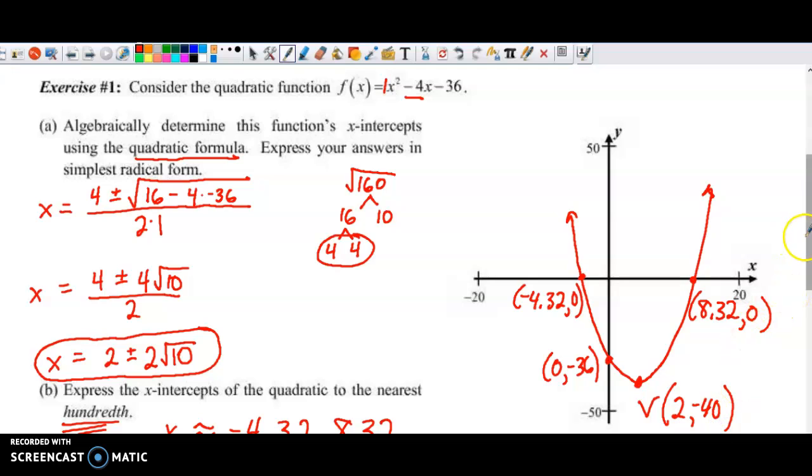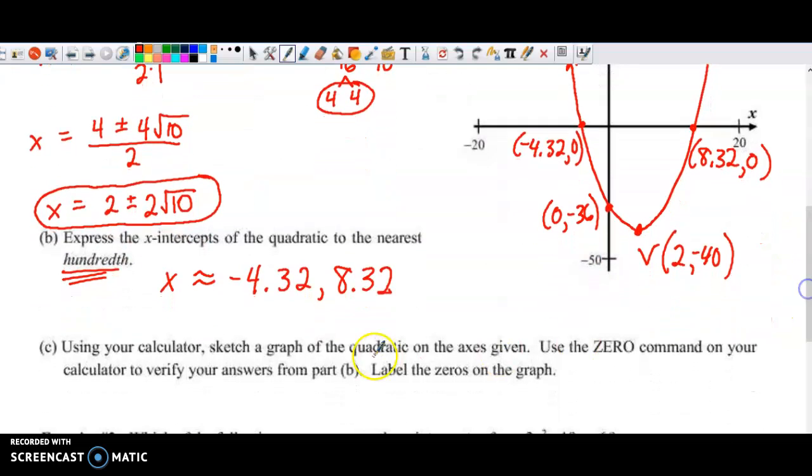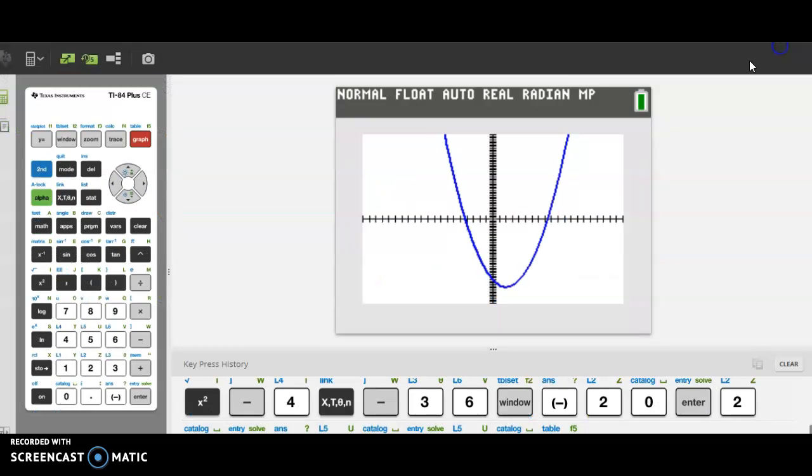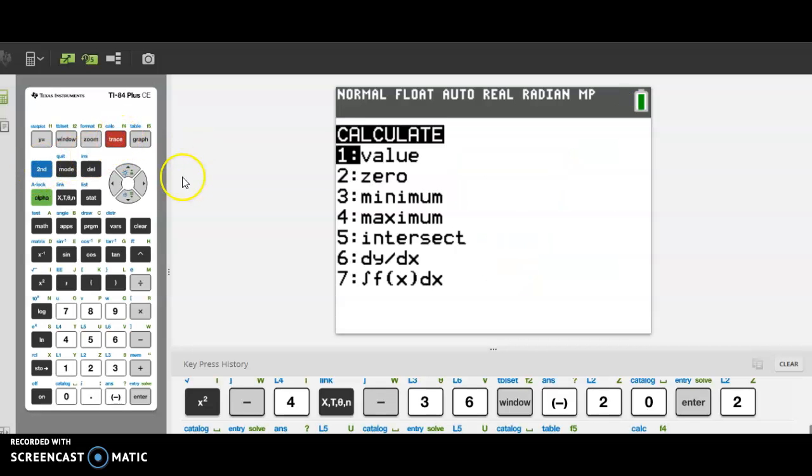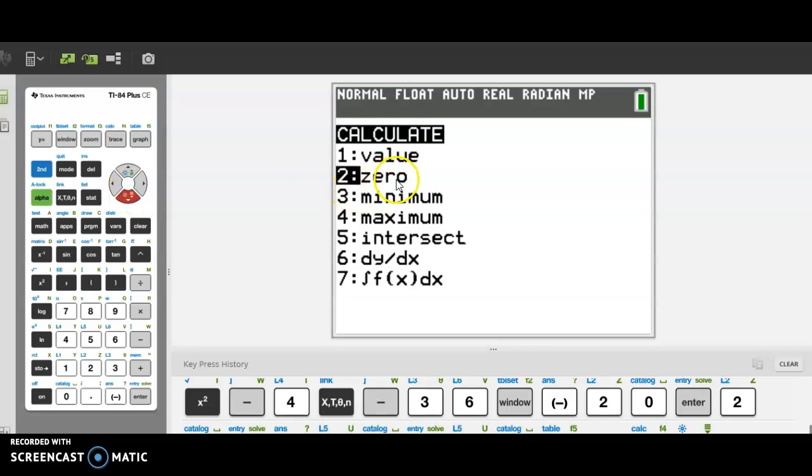But let's actually answer this question for letter C, which is to use the 0 command. What you do is you hit second, the blue key, and then trace, so you can calculate. And we call x-intercepts zeros, so that's why we say use the 0 command.